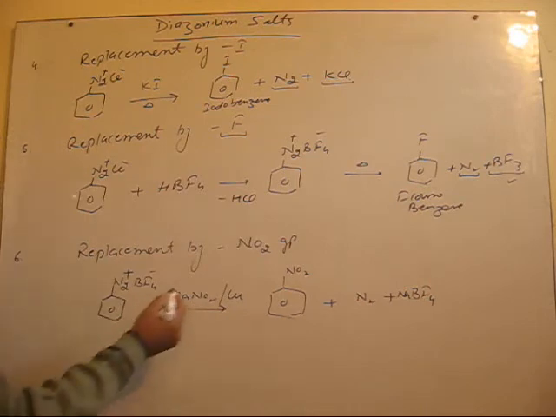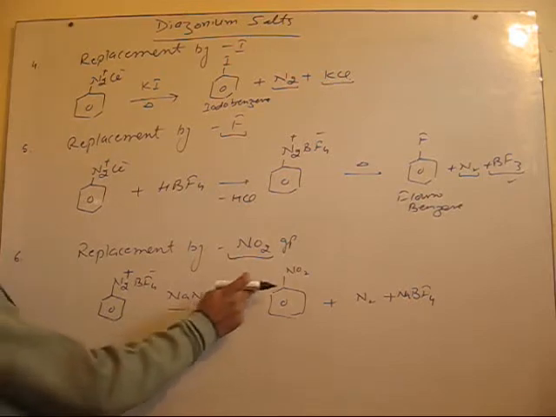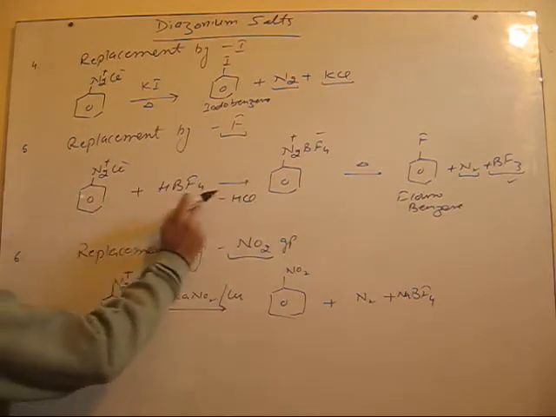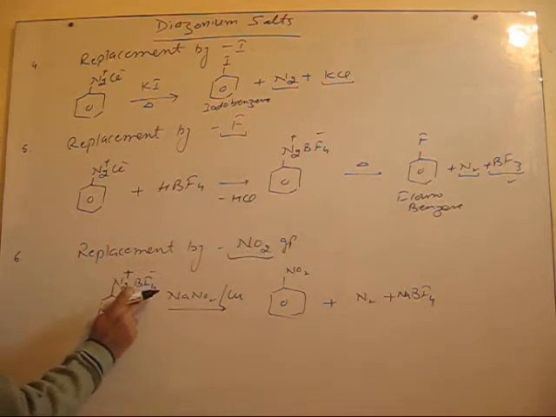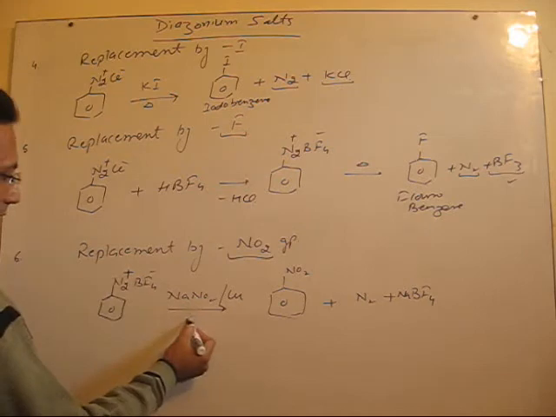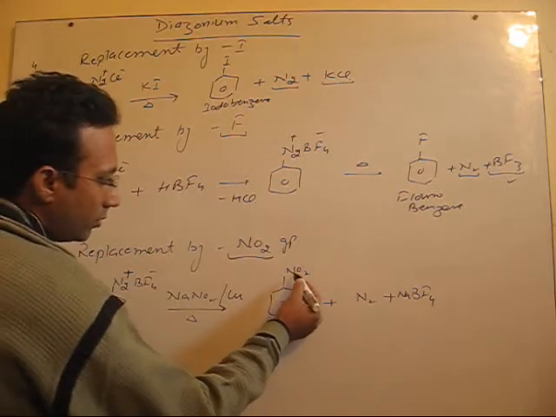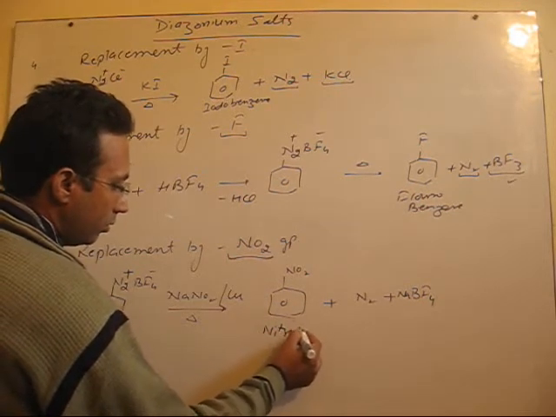Another useful reaction is the generation of nitrobenzene, substitution by the NO2 group. So again the first step followed is up to preparation of benzene diazonium fluoroborate. It is further heated with sodium nitrite and copper to give you substitution by NO2, that is, you will get nitrobenzene.